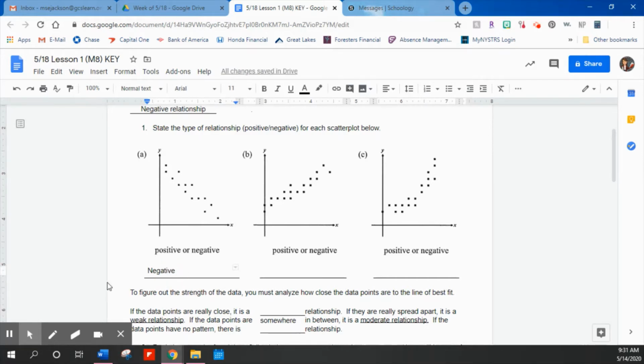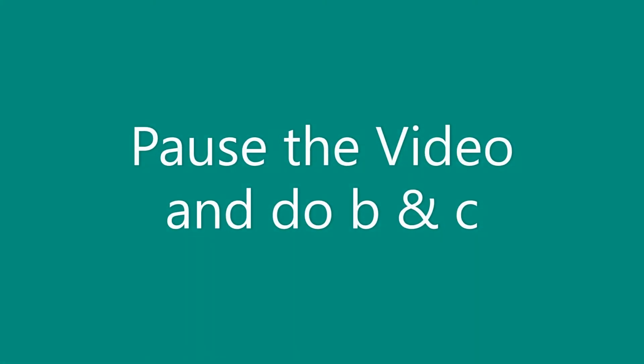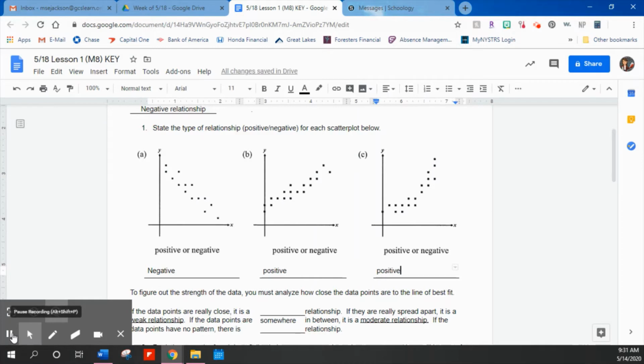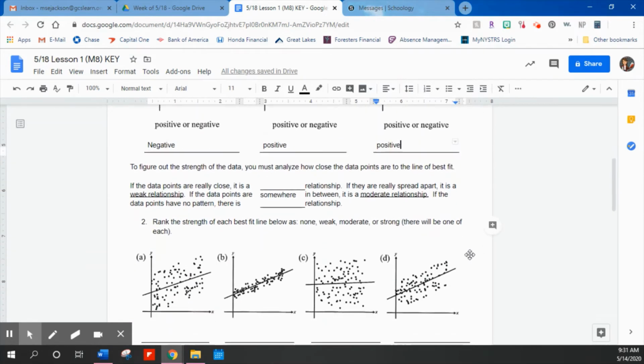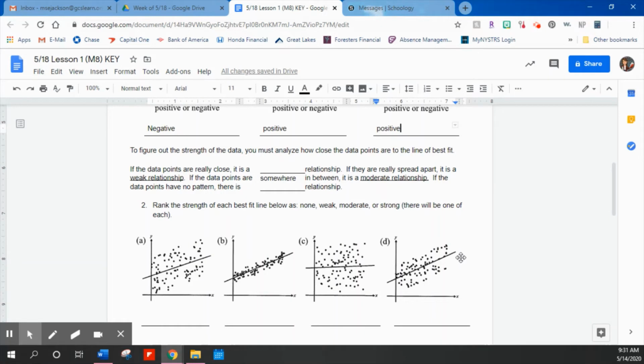All right, pause the video and do B and C on your own. All right, check your work with my work. Both B and C are positive. C, you can notice, kind of has a curve. We're going to talk about that in lesson 2. Now, that is positive or negative.